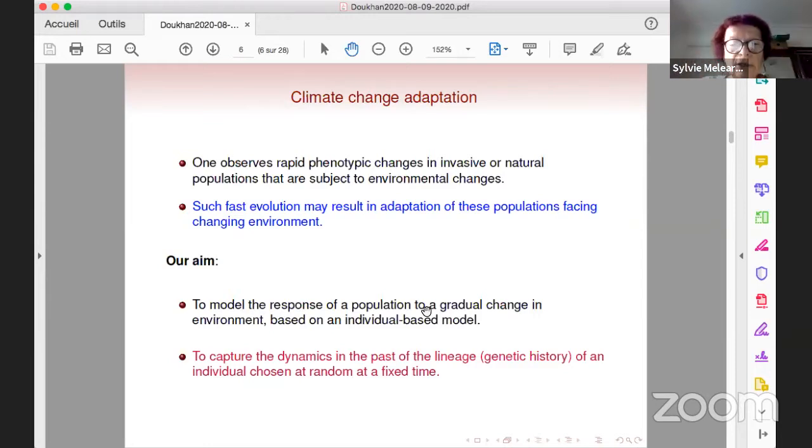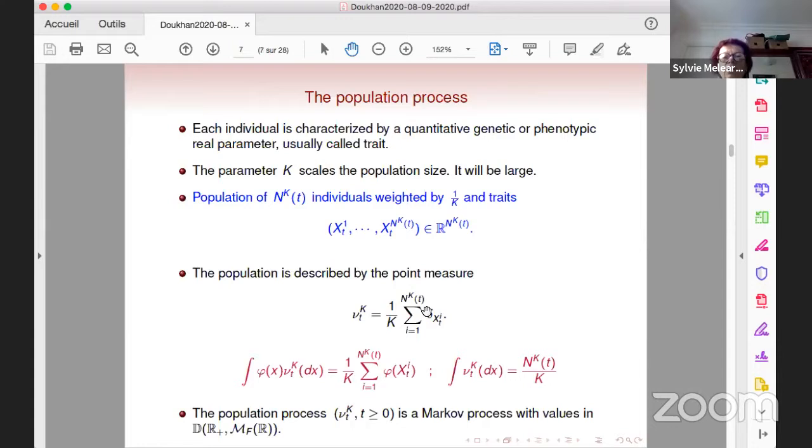And so first we will model such dynamics. And second, as I said at the beginning of my talk, we would like to model the dynamics in the past of what we call the lineage, which is the genetic history of an individual chosen at random at a fixed time, which is our observation time.